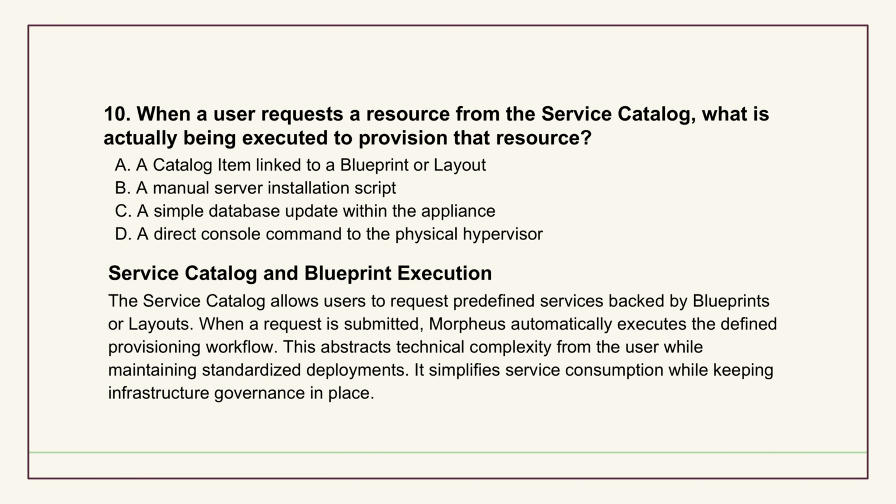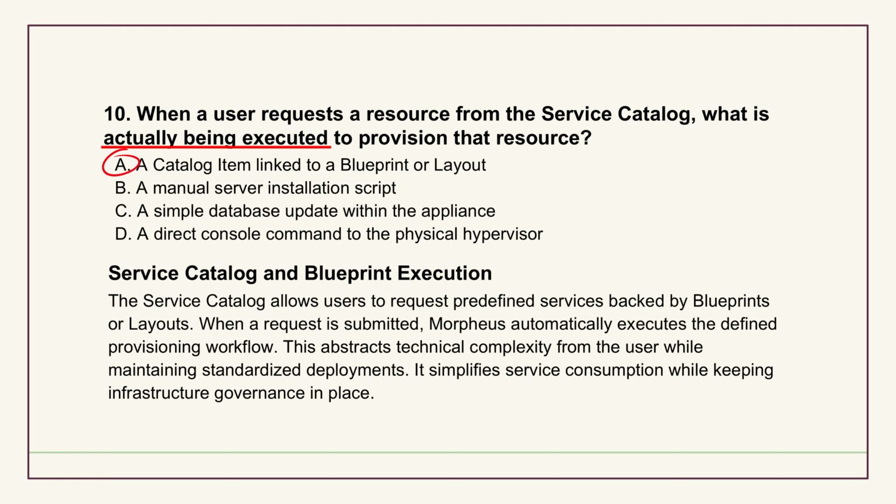Absolutely it does. Finally, let's look at question 10. This ties the user experience back to the engine we talked about earlier. The user is in that service catalog. They click the card. The question asks what is actually being executed to provision that resource. The answer is A, a catalog item linked to a blueprint or layout. There are two terms there, catalog item and blueprint. Help us distinguish them for the test.